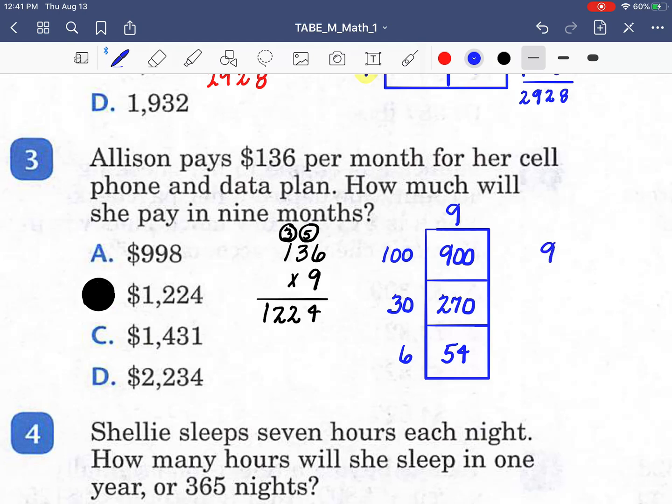You add those partial products and guess what you'll get? If you don't get it, there's a problem. 1,224, and there it is. The same answer using an area model. Either way gets you the answer.